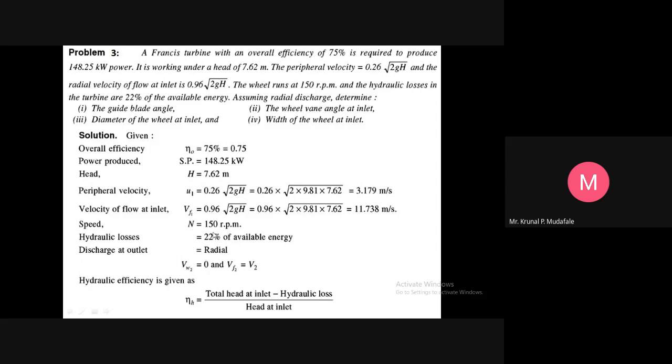Then the speed is given in terms of capital N, that is RPM, revolutions per minute, which is 150. Then hydraulic loss is available: 22% of the available energy.